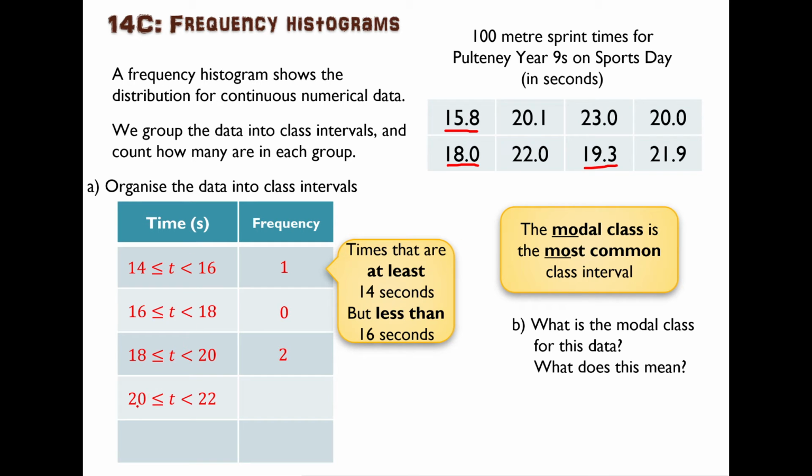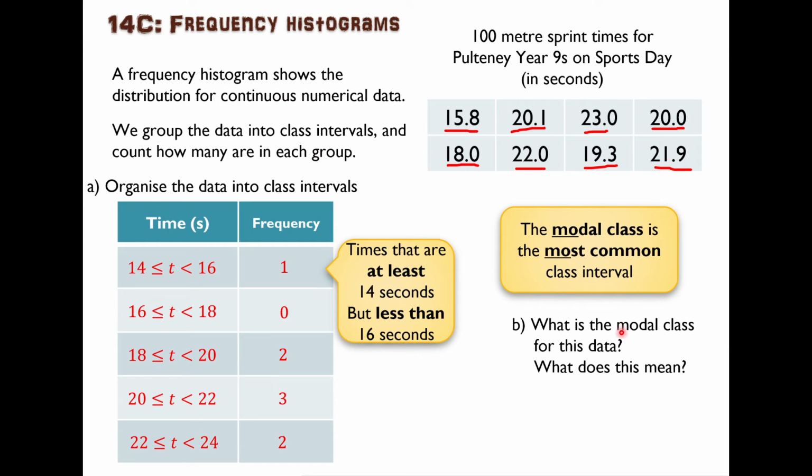The next one will be from 20 to 22 seconds. So that one will fit because it is at least 20, and that one, but not this one. Whoops, I forgot that one. There we go. And the next one is 22 to 24 seconds, which is these two here. Good. Just to check, if I add up the frequency, 1 plus 2 is 3, plus 3 is 6, plus 2 is 8. That's the total count. 1, 2, 3, 4, 5, 6, 7, 8. So that is how you can organize the data into class intervals.